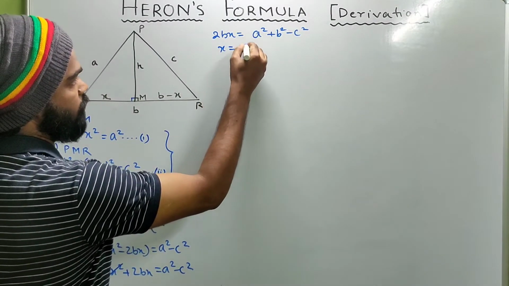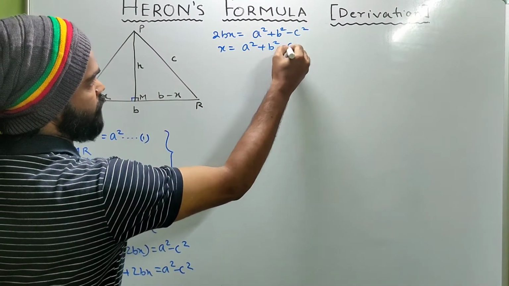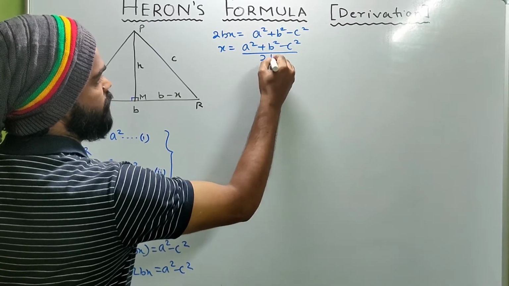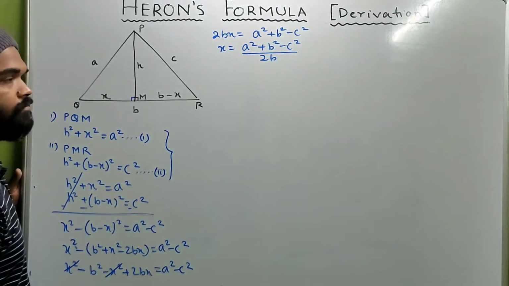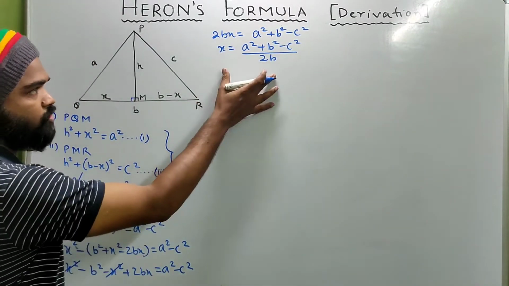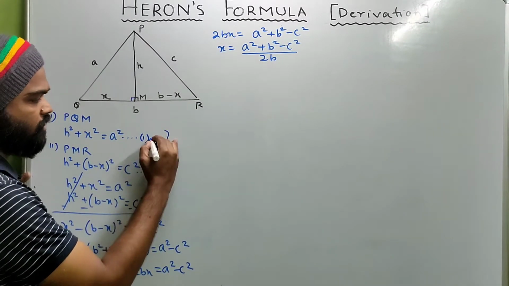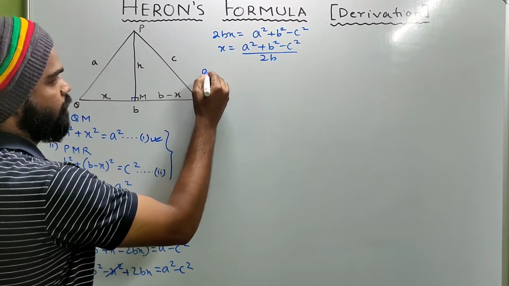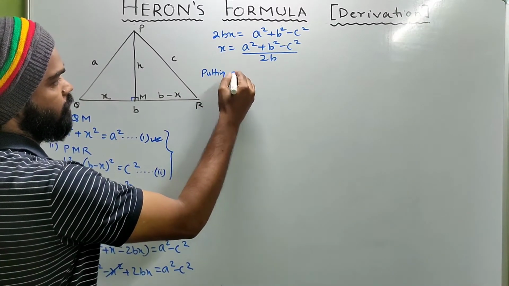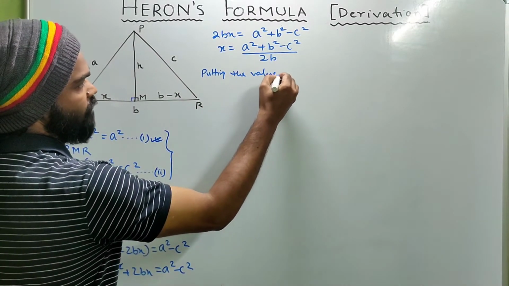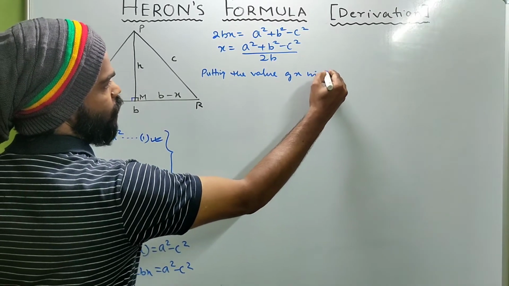So x will be what? (a square plus b square minus c square) by 2b, isn't it? So we got the value of x. Now substitute the value of x. You can substitute anywhere. I'll put it in equation 1. Substituting the value of x in equation 1.